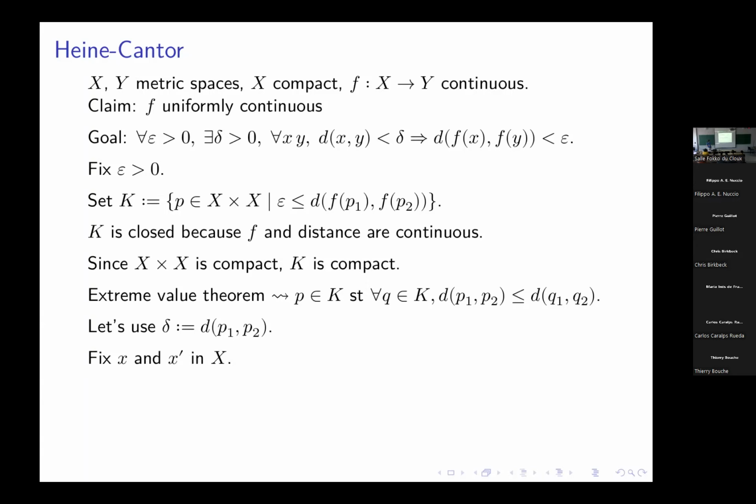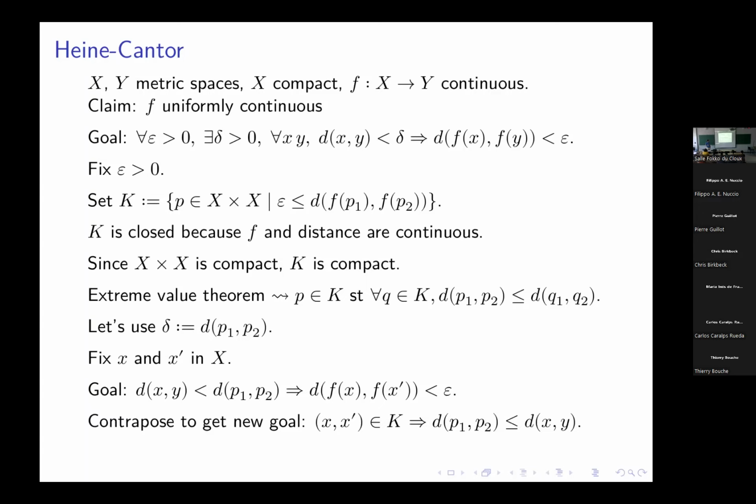And I say that now for any, yes, I forgot to fix that mistake. For any x and y in x, to be consistent with my notation above, I need to prove that if the distance between x and y is less than this delta that I've chosen, then the distance between f of x and f of y is less than epsilon. Sorry about that. But the contrapositive of this implication is exactly the property that I had for p here. So this is the end of this proof.